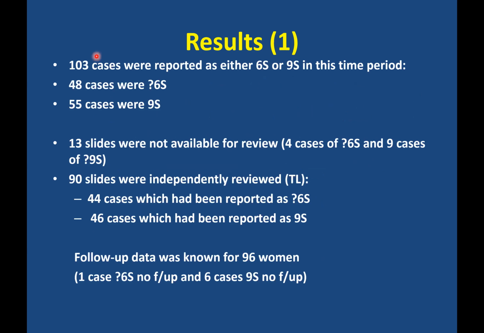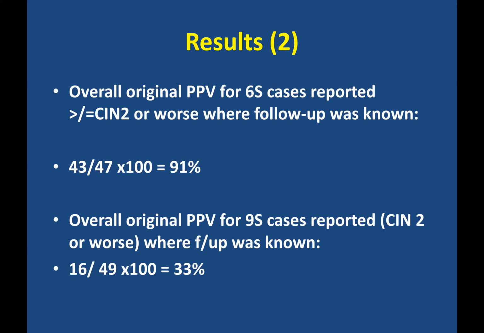So there were 103 cases reported as either query 6S or 9S, in other words, query high-grade CGIN or borderline changes. 48 cases were query endocervical dyskaryosis, and 55 cases were borderline endocervical cells. Now, the overall positive predictive value for our query 6S cases, which turned out to be SIN2 or worse, where follow-up was known, was excellent, 91%. The overall original PPV for our borderline cases for SIN2 or worse was much lower at 33%.